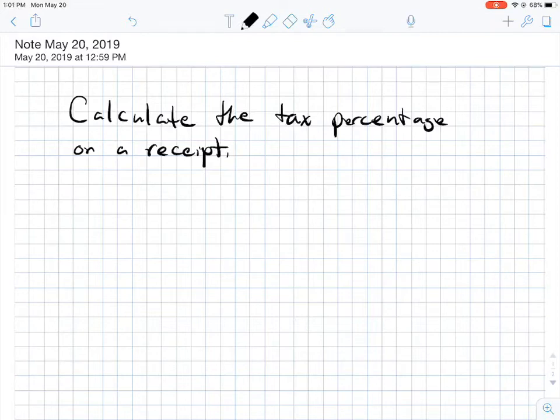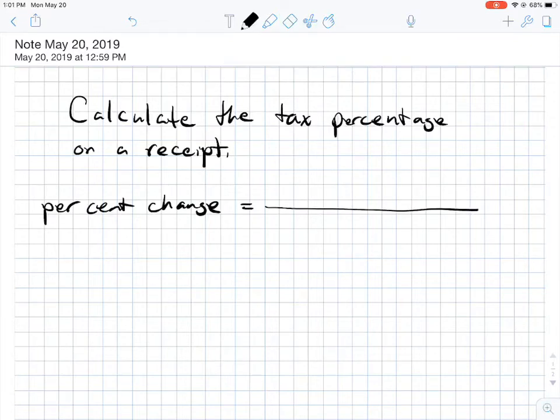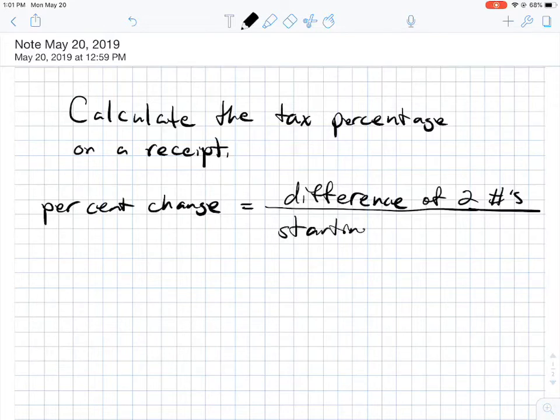Alright, but to calculate this, just to show you where it comes from, it is based off of what we call percent change. This is percent change. It is this little simple formula here. So you're going to take your numerator, which is the difference of two numbers, divided by your starting number.